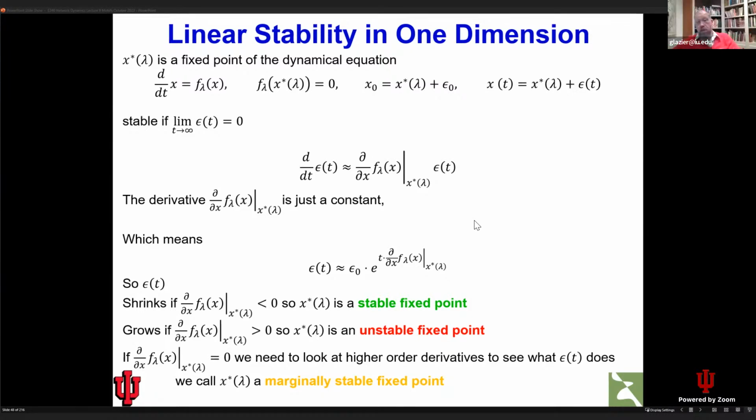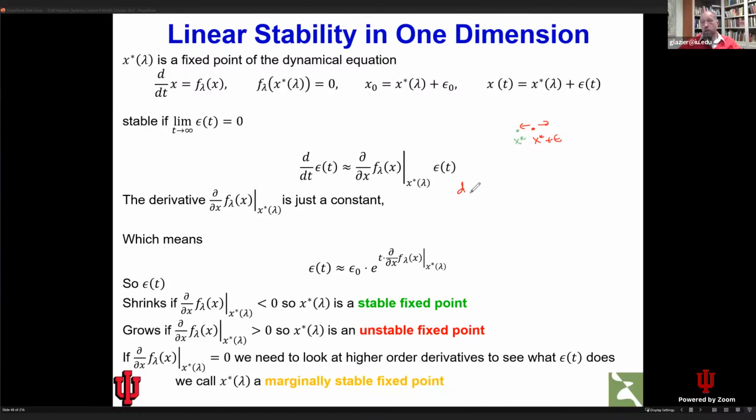Okay. Let me draw this a little bit. So suppose that I have a fixed point. Here's my value x star. I'll change the color. Can people see the annotation on the screen? Okay. And now I have a new point here, which is x star plus epsilon. And I want to know if I evolve in time, do I go back to my initial value or do I go further away?